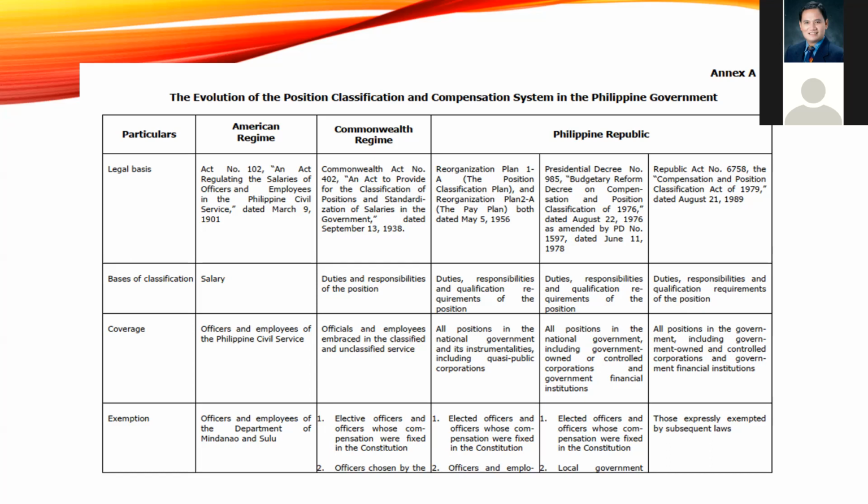After 2 years of survey, the board found out that the civil servants were paid on the basis of the civil service eligibilities and not on their duties and responsibilities. Promotions, on the other hand, were based on the length of service. So the Commonwealth Act Number 402 provided for the classification of positions and standardization of salaries in the government, dated September 1938.